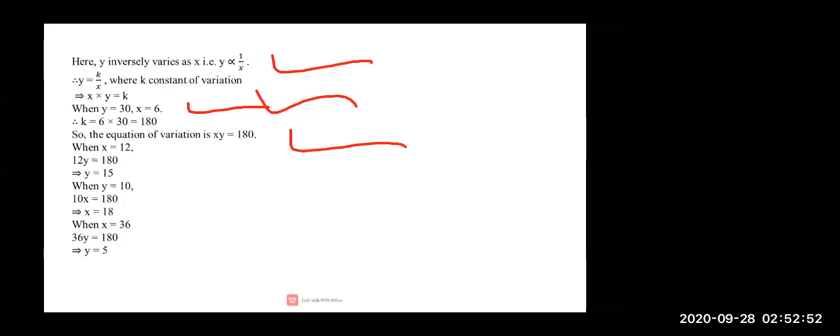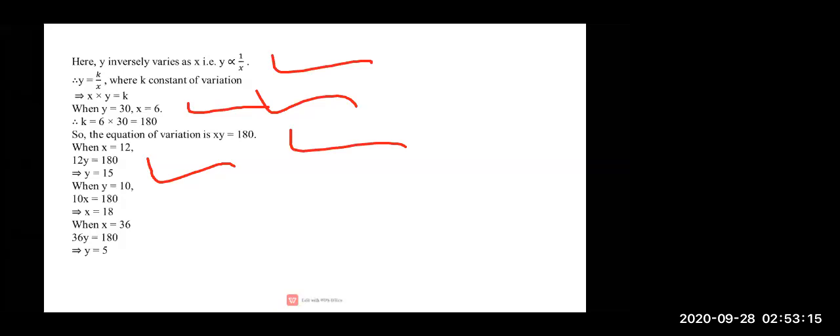So here y equals 180 divided by 12. We are getting the answer y equals 15. Here 12 ones are 12, then when we divide 180 by 12, we get the answer 15.